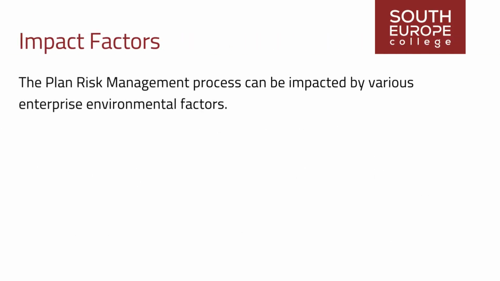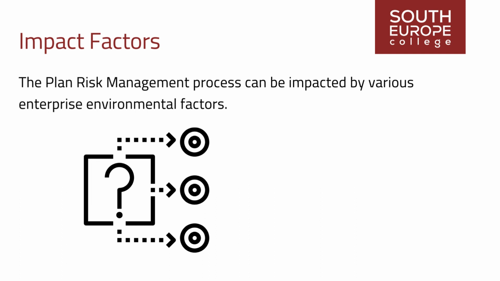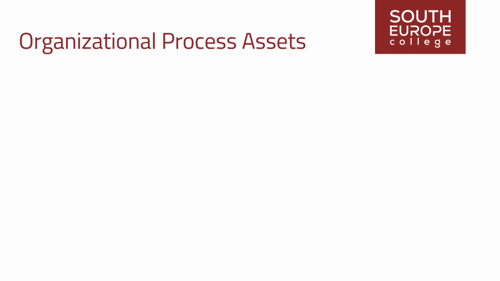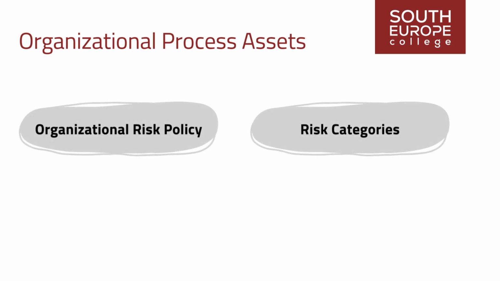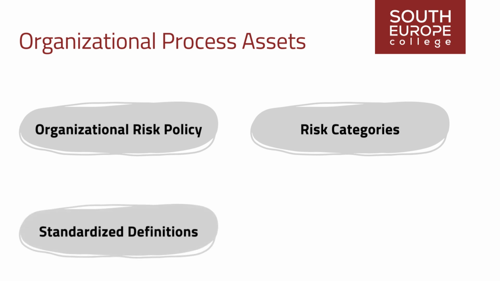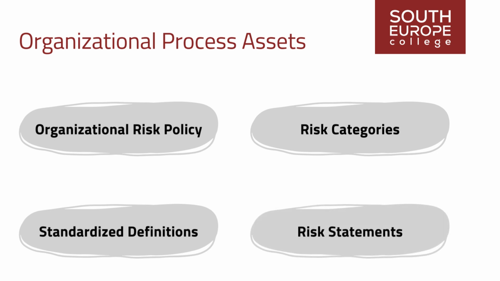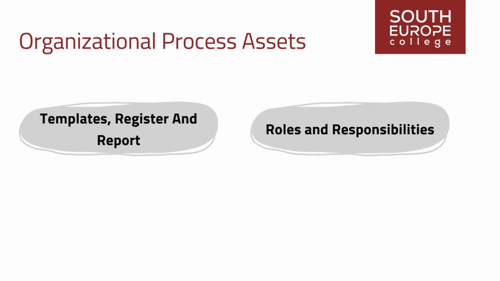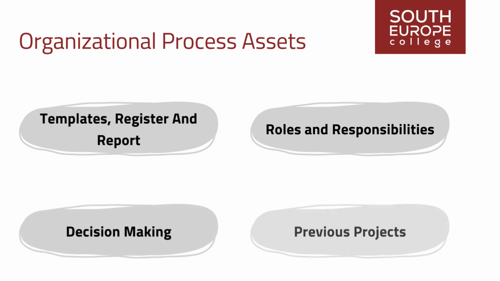The plan risk management process can be impacted by various enterprise environmental factors, with overall risk thresholds set by the organization or key stakeholders being among them, and by organizational process assets. Organizational process assets influencing the plan risk management process encompass organizational risk policy, risk categories potentially organized into a risk breakdown structure, standardized definitions of risk concepts and terms, formats for risk statements, templates for the risk management plan, risk register, and risk report, defined roles and responsibilities, authority levels for decision-making, and a repository of lessons learned from previous projects with similarities.